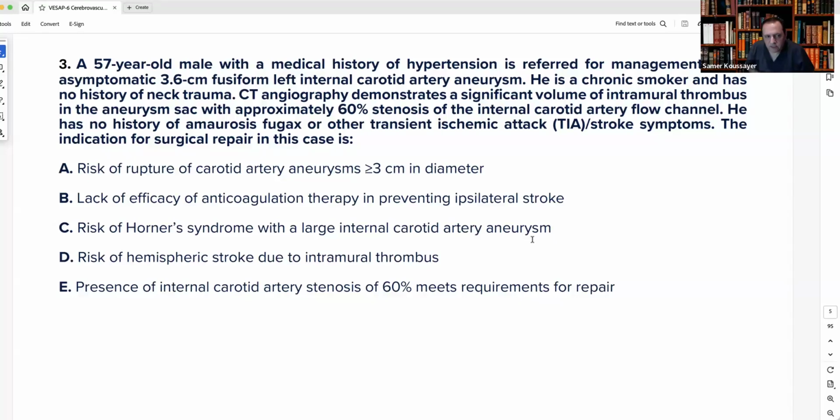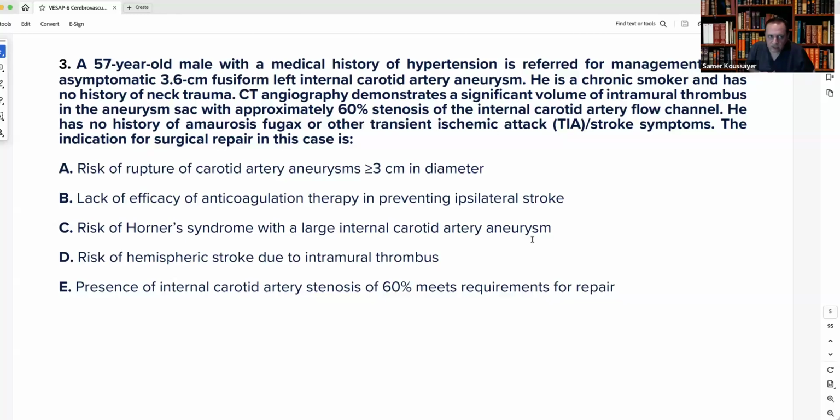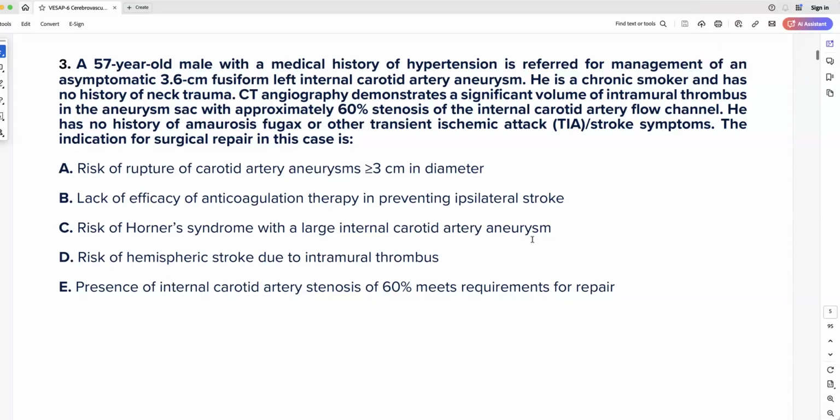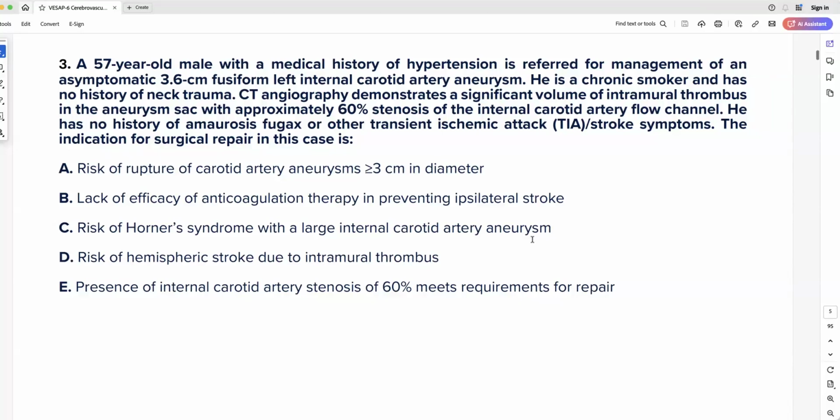Well, let's say the presence of internal carotid artery stenosis is only 20%. Same patient, but only 20% internal carotid stenosis. Are you going to tell him, no, you don't need the surgery because stenosis is only 20%? The first thing I was asking is symptomatic or asymptomatic? Like this one, the 3.6 centimeter aneurysm is asymptomatic, and this aneurysm is causing only 20% stenosis. Either way, I will take the patient to the OR because the risk of embolization also is high.